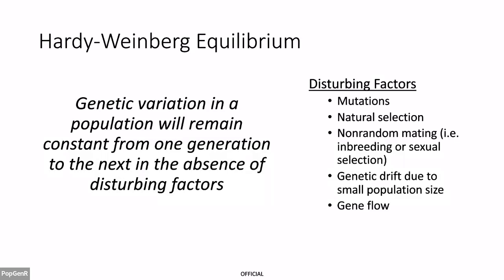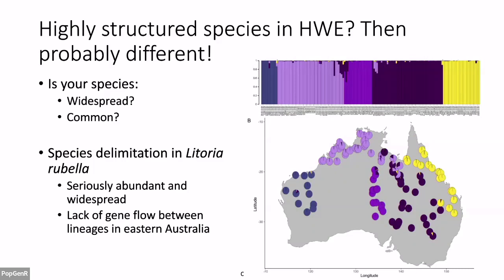Two of these are really, really important in conservation. Non-random mating and genetic drift due to population size. You can accrue fixed differences because you have become isolated through anthropogenic change. So it's really important not to jump from there is structure to this is a distinct and unique population. If you have a really highly structured species in Hardy-Weinberg equilibrium, probably they're different.